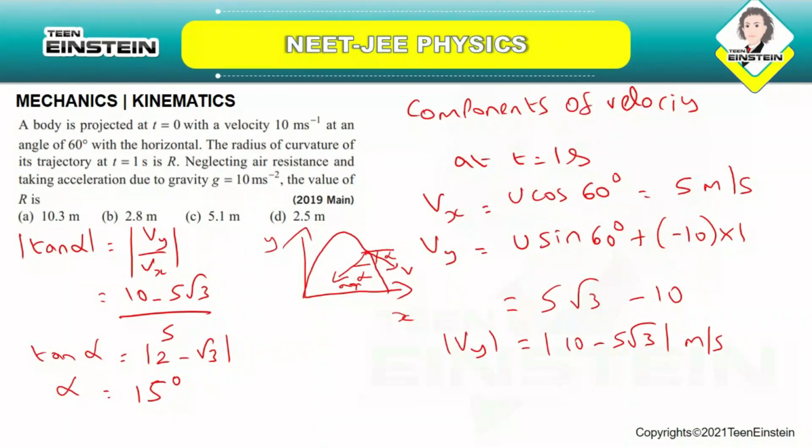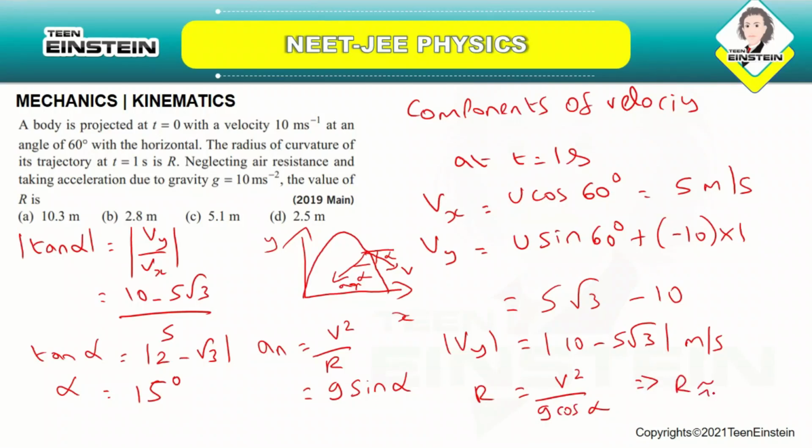Now you have to find out the value of r. The normal acceleration a_n is equal to v square by r, which is equal to g cos alpha, or r is equal to v square by g cos alpha. You know the value of v and the value of alpha. If you substitute, you will be getting the r value as around 2.8 meters. So the correct answer is option number B, 2.8 meters.